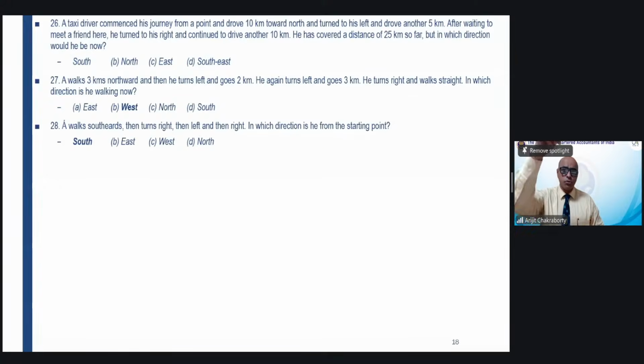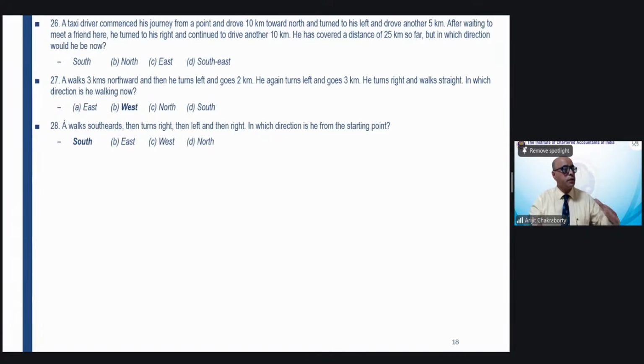28. A walks southwards. Fine. Again, I take a fresh page. Okay, we are on slide number 18. Question number 28. A is walking southwards, then turns right. South, फिर right side. So south के बाद right side यानी west के तरफ जा रहा है. He is now moving towards west. Then turns left. So again towards the south. And then turns right. Okay. So basically south, west, again south, again west.